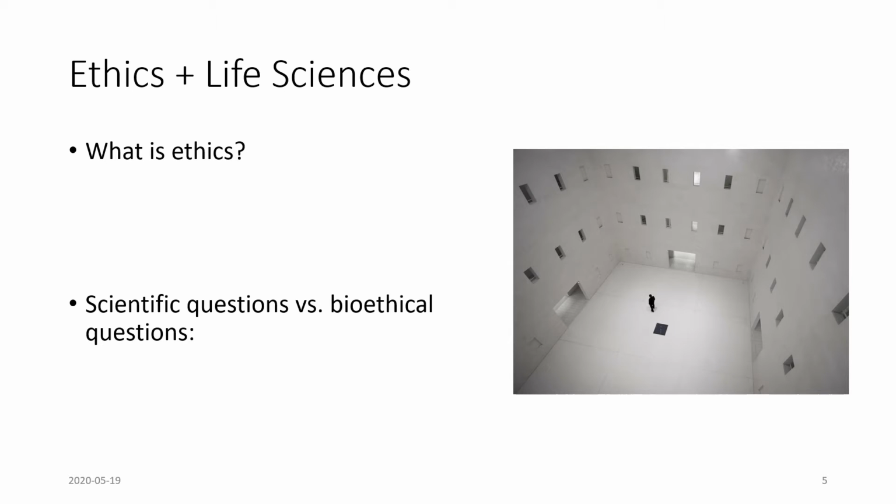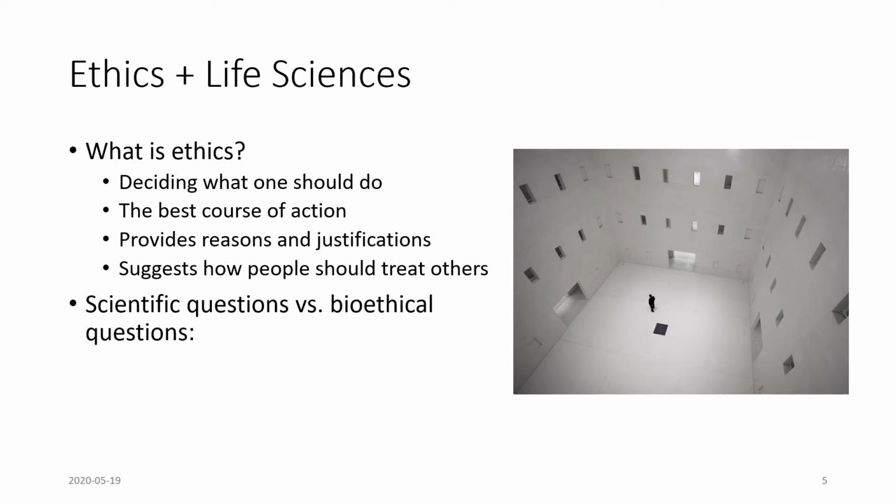So when we're thinking about bioethics, we're talking about a combination of ethics and life science. So we really have to make sure we have an understanding of what ethics is if we want to understand, of course, bioethics. When we think about ethics, we're thinking about deciding what one should do, deciding what the best course of action is going to be in a given situation. You're providing reasons and justifications for that course of action, and you're suggesting how people should treat others, whether they be other people or beings.